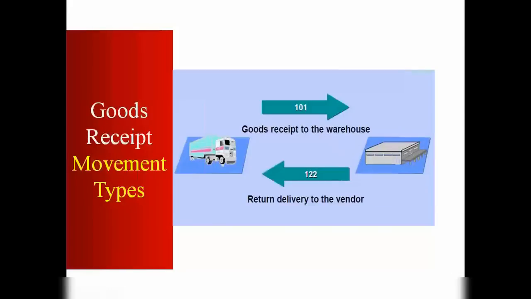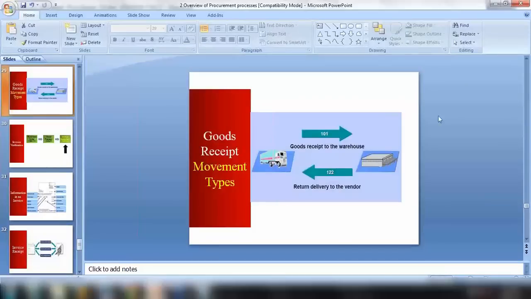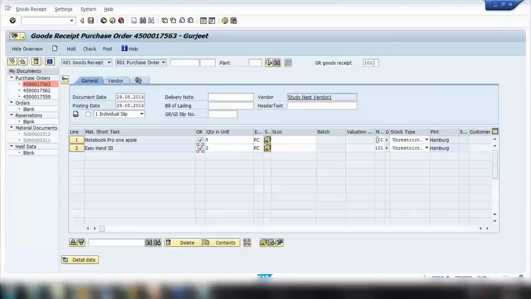Okay, we'll talk about details for the movement types later on again. But movement type 101 is to put the goods receipt into the warehouse, and 122 is the return to the delivery. For example, here you can see by default, what is the movement type? 101. Okay, don't touch it, don't change it.